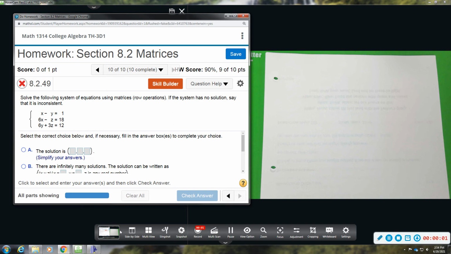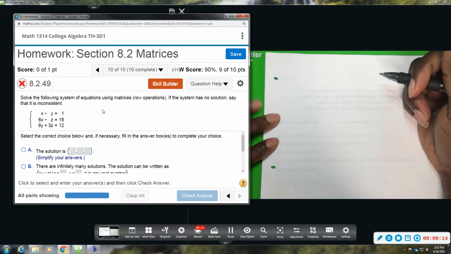All right, number 10, we want to solve the following systems with matrix row operations. If the system has no solution, we're going to say it's inconsistent. So I'm going to do both. I'm going to solve it by hand, and I'm going to solve it with a calculator.